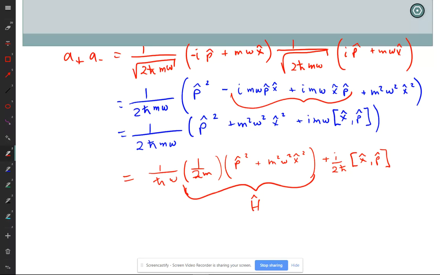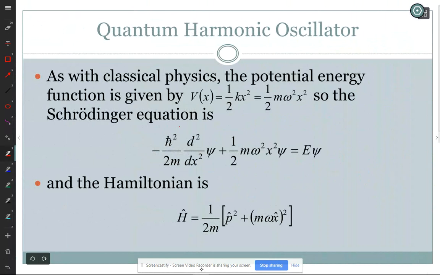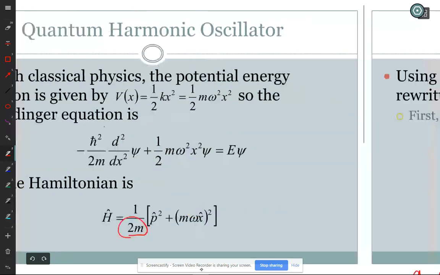How did you factor out? I factored out the h bar omega so that I would have the 2m here, because my operator, the Hamiltonian, had 1 over 2m. Right.